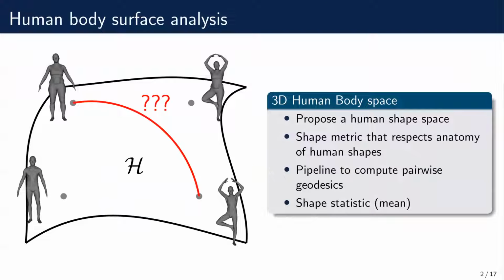We propose a framework of human body surface analysis by defining a proper human shape space along with a shape metric that respects anatomy of human shapes. We propose to interpolate between human shapes using a pipeline to compute pairwise geodesics along with a mean statistic of human shapes.